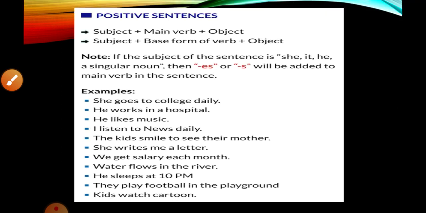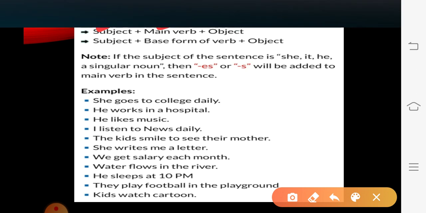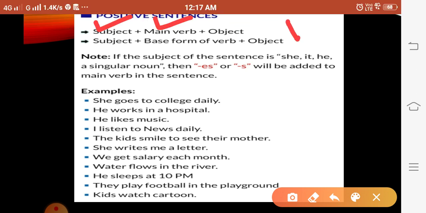Now we will talk about positive sentences and their sentence structures that will tell us how sentences are formed in positive form in simple present tense. So first, we have to write subject. Subject is the doer of the sentence who is involved in doing something or working something. Then main verb. The main verb which is used in simple present tense in positive sentences is first form of the verb.